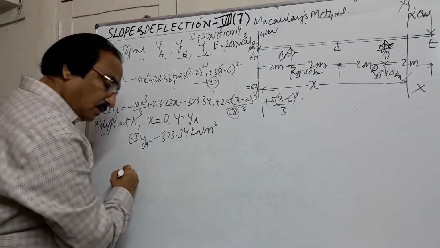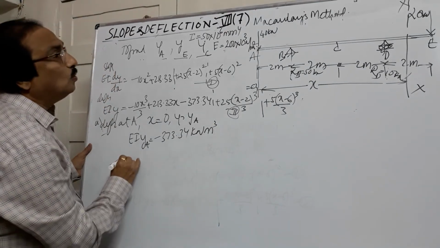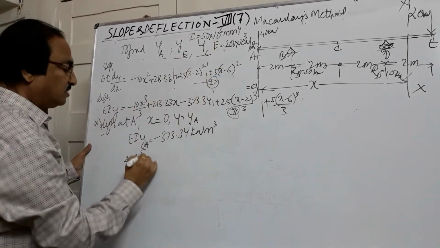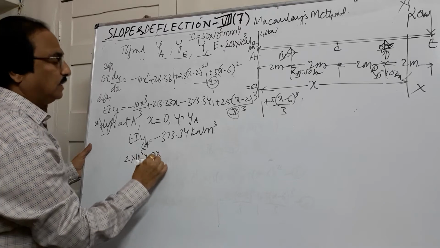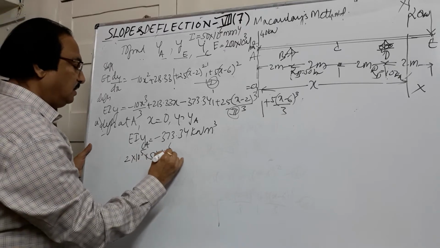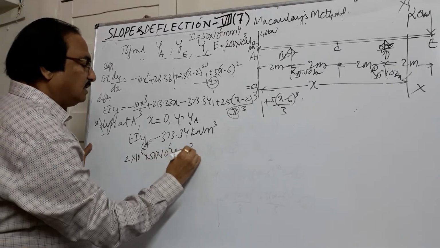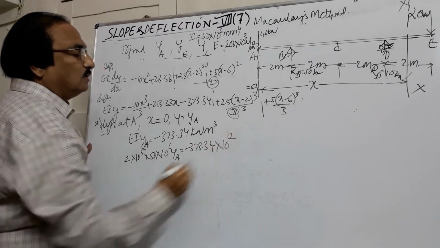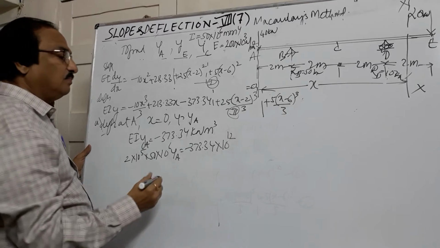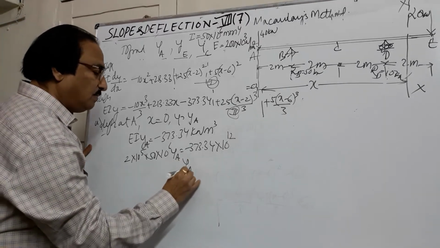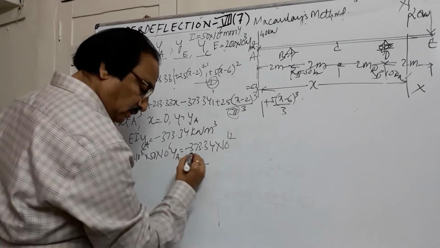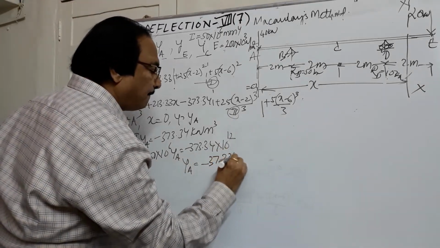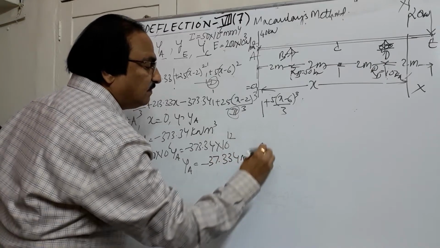So here E is given to you as 2 into 10 to the power of 5 and I is given to you as 50 into 10 to the power of 6, into yA is equal to minus 373.34 into 10 to the power of 12 to convert it into Newton mm cube. So here yA will be equal to minus 37.334 mm. Minus indicates the deflection is downwards.